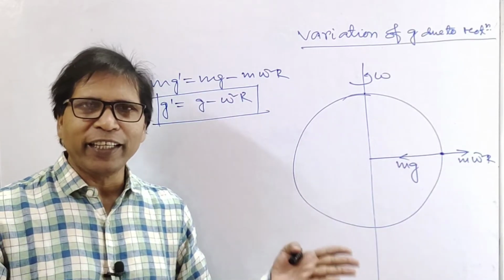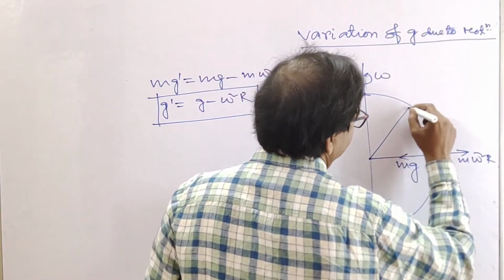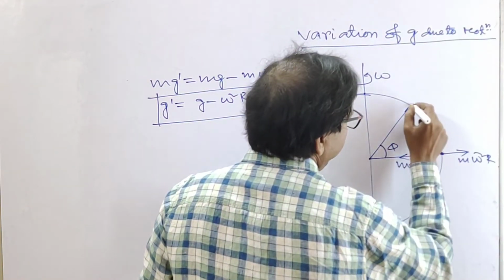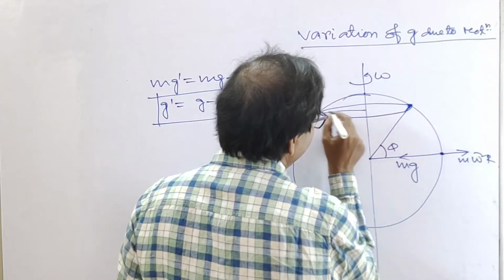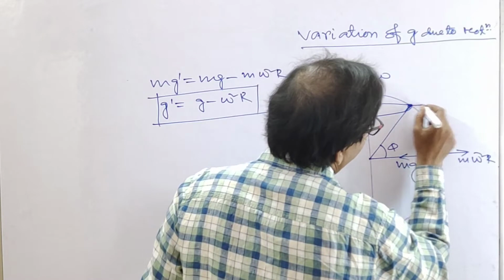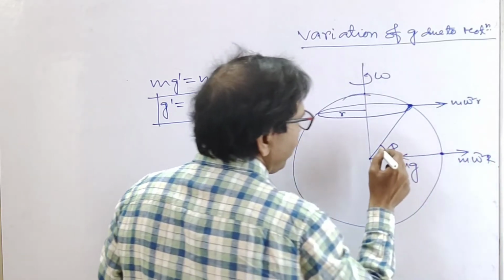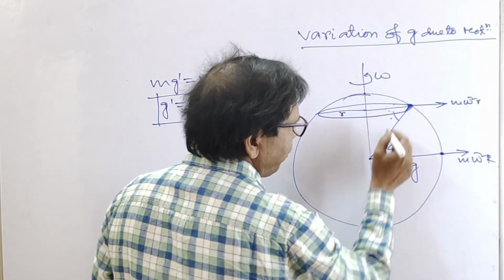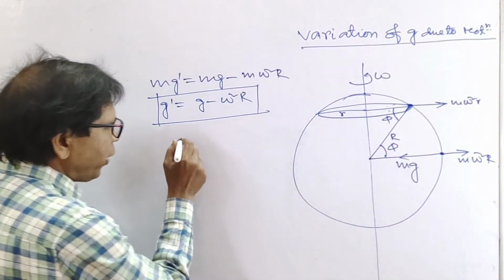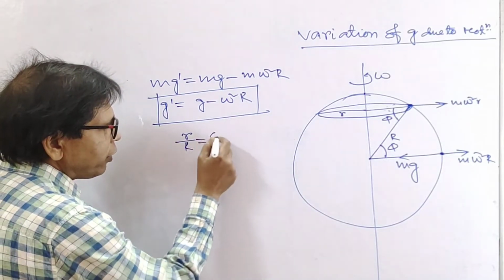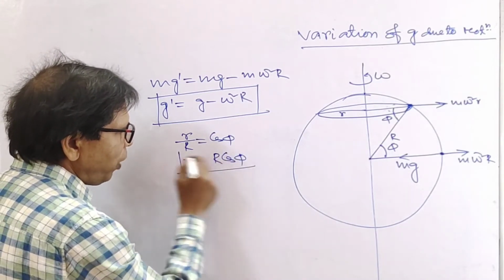Now we have to establish a relation of g at any point. Suppose a particle is at a latitude phi. The radius of the circular path described by the particle is the smaller r. The centrifugal force experienced by this particle is m omega square r. Now if this angle is phi, then this angle is also phi, and this is the capital R. So smaller r by capital R is cos phi. So smaller r equals capital R cos phi.